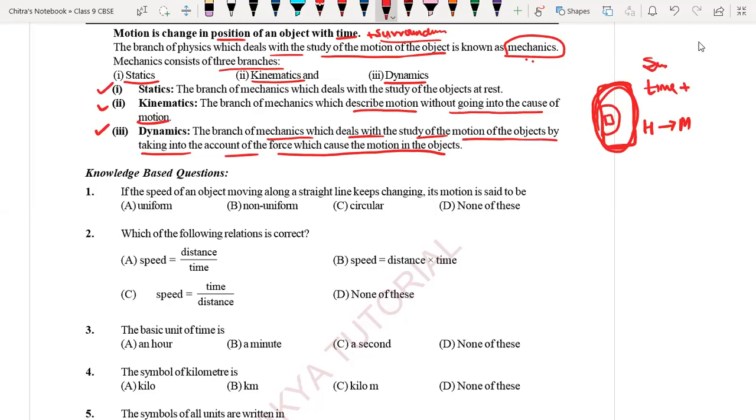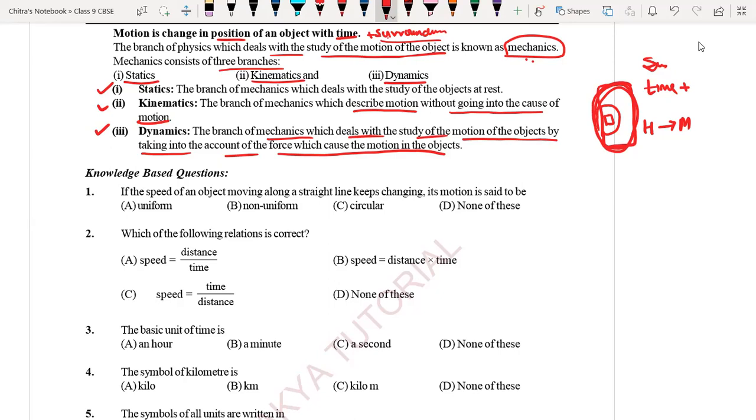Suppose we are riding a motorbike, a moped or scooter, whatever it may be. Petrol burns there in order to produce the force, and that force drives the bike. So in dynamics we are going to cover motion along with the force which causes the motion. Understood all these three parts of mechanics, everyone? Statics, kinematics, and dynamics.